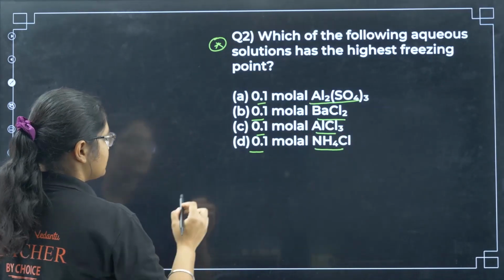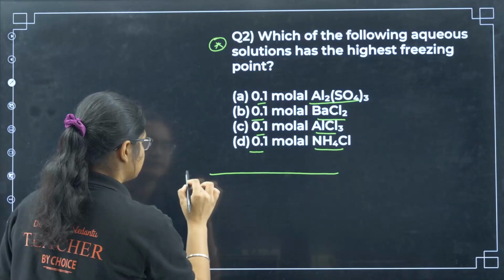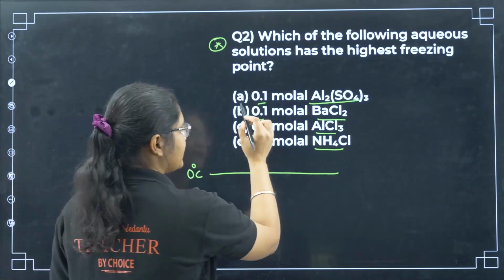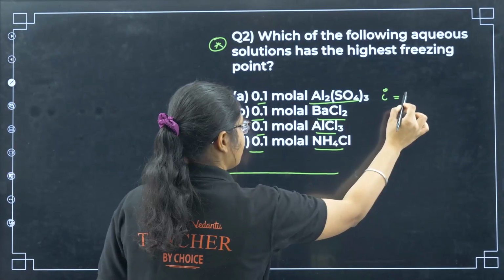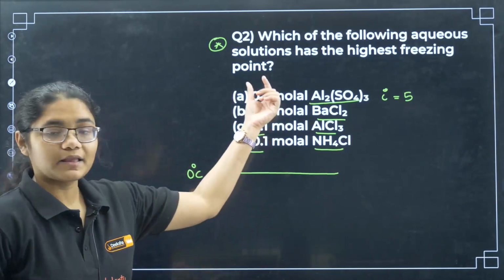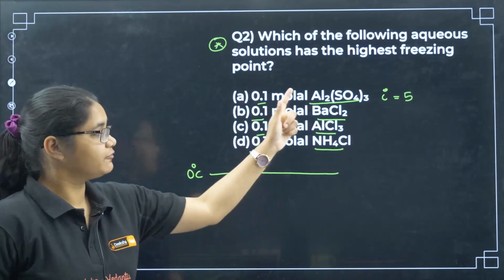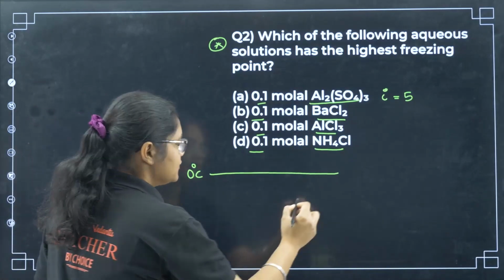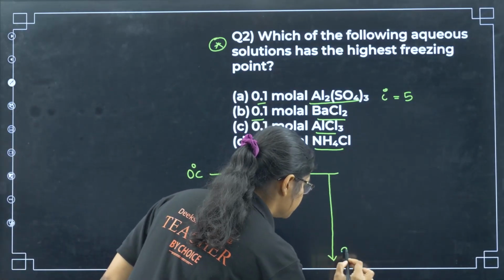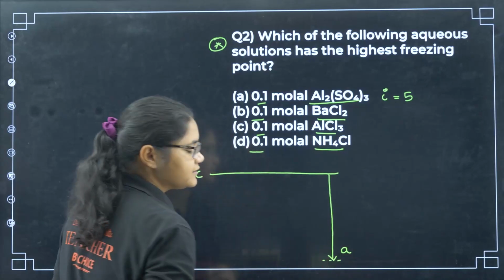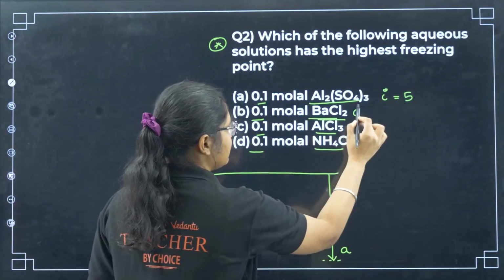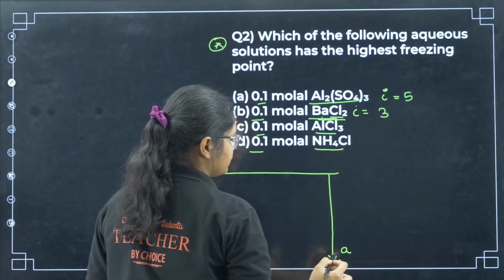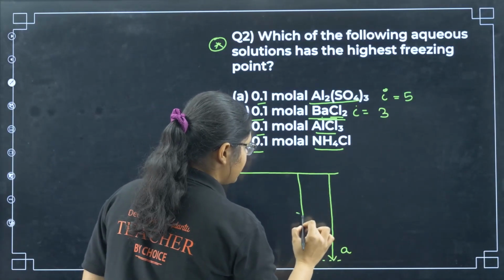So now let us see, suppose the freezing point is 0 degrees Celsius for water, I am considering. Now you added option number A. What is the i value? 5. That means with i value 5, what will happen? The freezing point will depress 5 times. Let us imagine it will depress by 5 times. So I got somewhere here for option number A, the freezing point is this one. Now here I have i value, Ba is 1 ion and chlorine is 2 ions. So I will get i equal to 3. So it will depress somewhere less than this one.